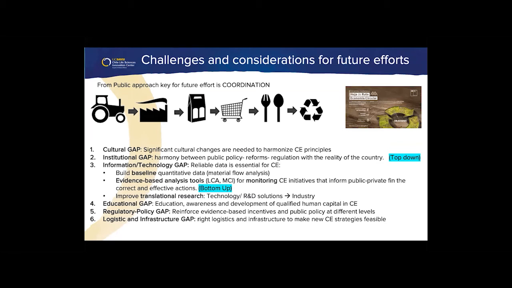We need reliable data. We know that this is essential for the circular economy, and I think that ISSST has been very good at showing this importance. I'm talking about building a baseline of quantitative data and evidence-based analysis tools like LCA, MCI for monitoring these initiatives. How are we going to measure the progress? And not just show good examples, but have some data after this. An educational gap: create awareness, and also develop qualified human capital. Regulatory policy gap, and a logistic and infrastructure gap, like, do we have the right logistics to make this transition? Where do we have to put our focus?